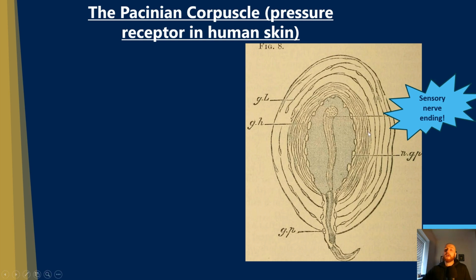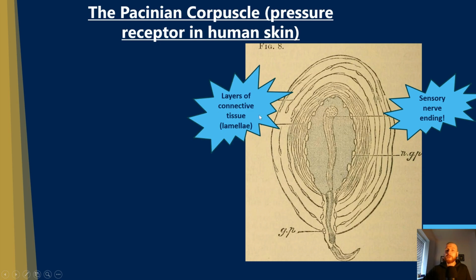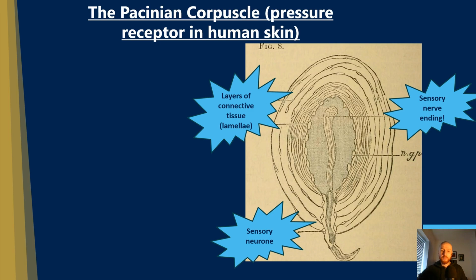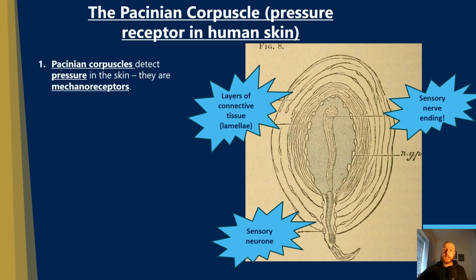So let's label it up then. We've got our sensory nerve ending here, running through the middle of the Pacinian Corpuscle. We've got layers of connective tissue called lamellae surrounding it. And then we've got the sensory neuron along the bottom. Now, number one, the Pacinian corpuscles detect pressure in the skin. And because of that, we call them mechanoreceptors because they detect that mechanical force.